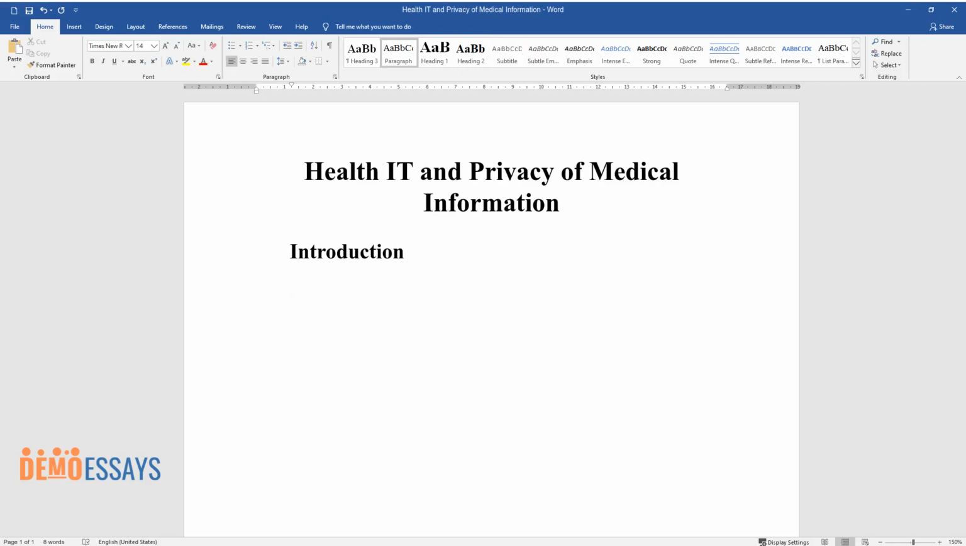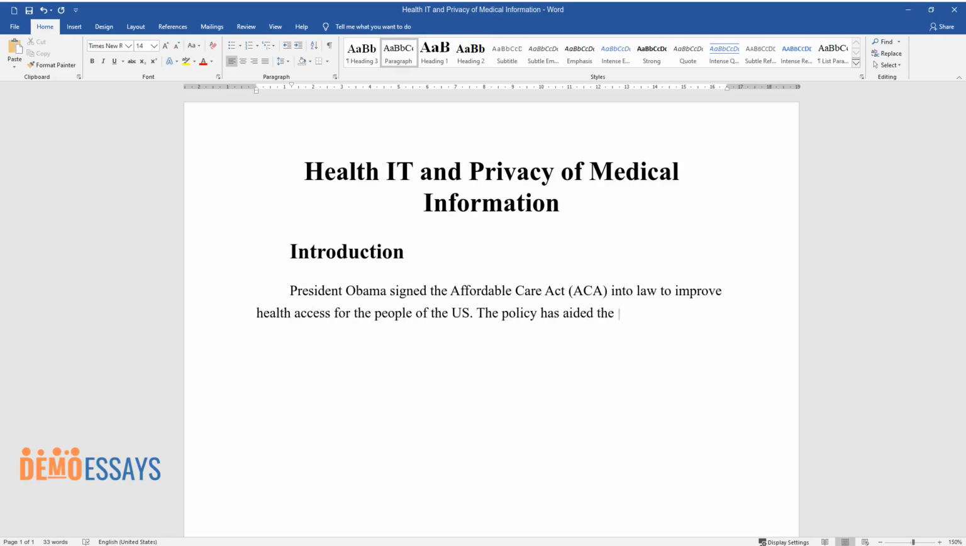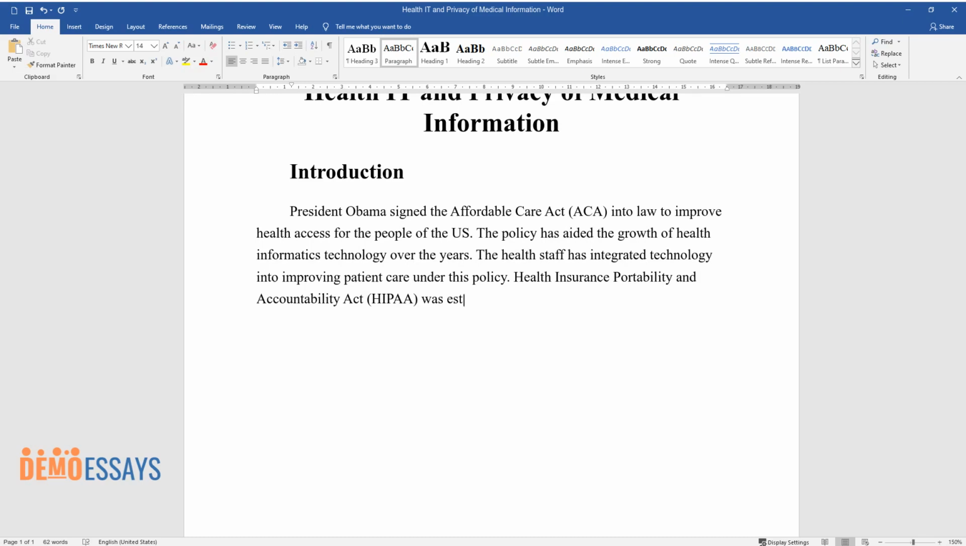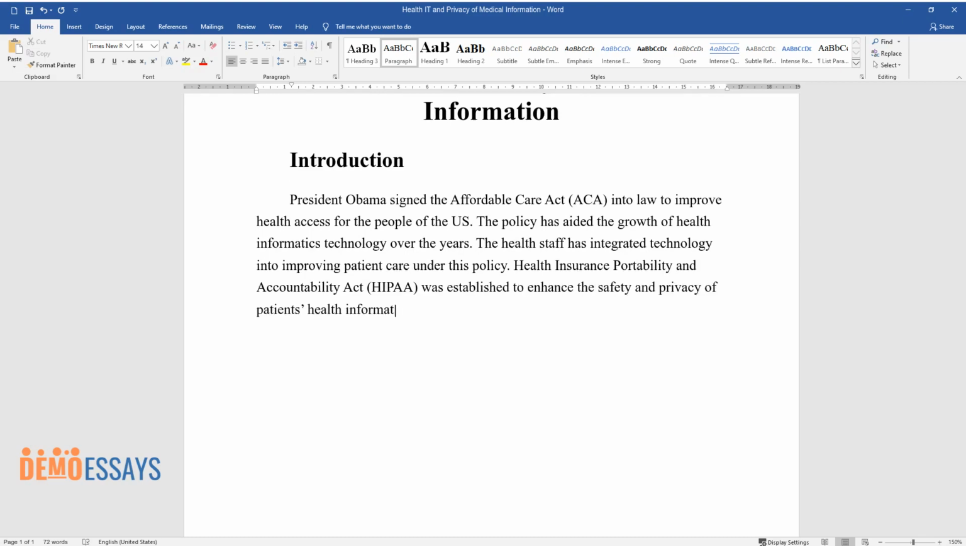Introduction. President Obama signed the Affordable Care Act, ACA, into law to improve health access for the people of the U.S. The policy has aided the growth of health informatics technology over the years. The health staff has integrated technology into improving patient care under this policy. The Health Insurance Portability and Accountability Act, HIPAA, was established to enhance the safety and privacy of patients' health information.